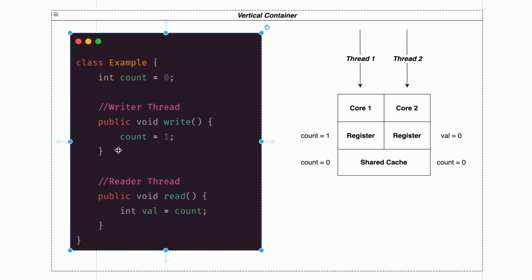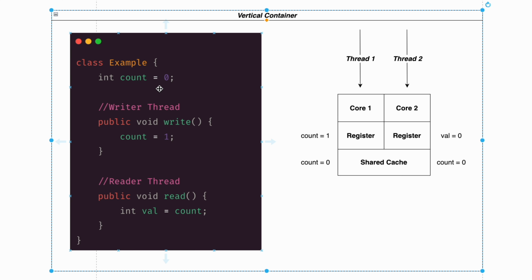Assume this write method is being used by a writer thread and this read method is being used by a reader thread. And this particular code snippet is being executed in this kind of a machine, wherein we have two cores, and core 1 is executing thread 1 and core 2 is executing thread 2.